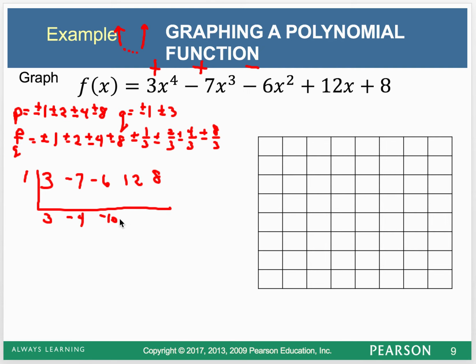So let's try negative 1. Negative 1 times 3 is negative 3. Negative 1 times negative 10 is positive 10. Negative 1 times 4 is negative 4. This is looking pretty good. 12 minus 4 is 8. Negative 1 times 8 is negative 8. Woohoo! All right, so I've got one of my x-intercepts at negative 1, 0.